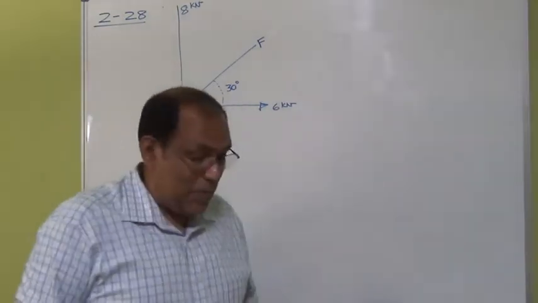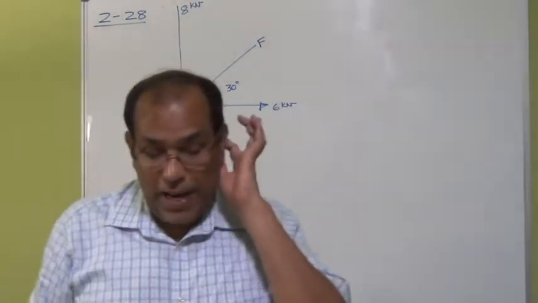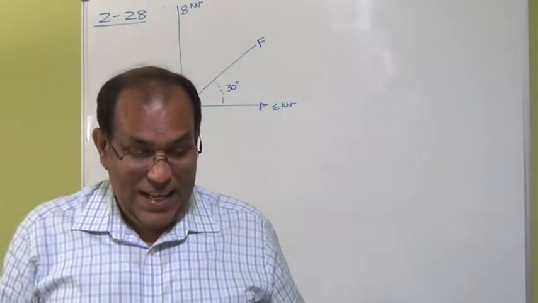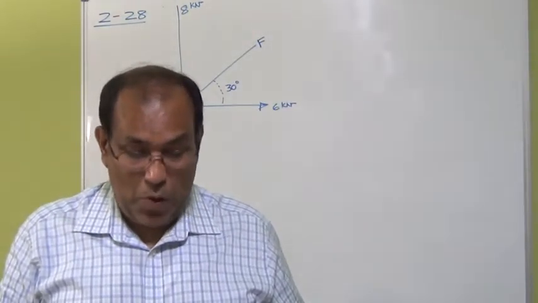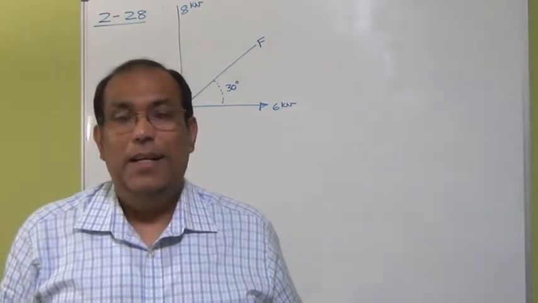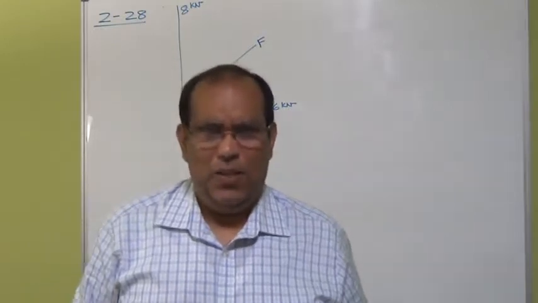Now they are asking, determine the magnitude of the force F so that the resultant Fr of the three forces is as small as possible. What is the minimum magnitude of Fr? This one is a little bit difficult one.